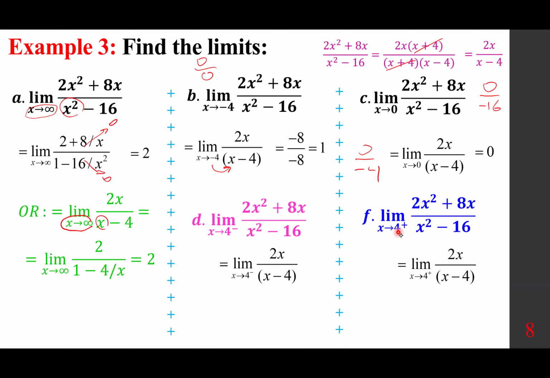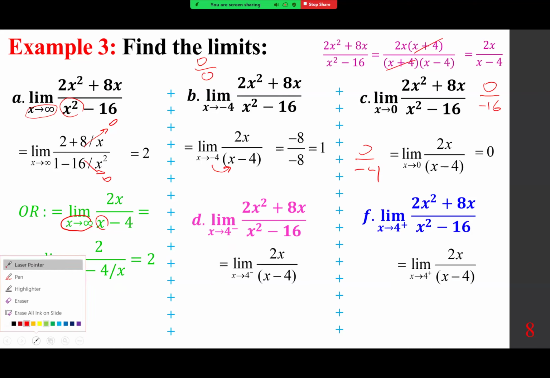So we want to look at the factored form. Now, if I plug in 4, everybody, in both cases, I get 8 over 0. However, it is 4 from the left.